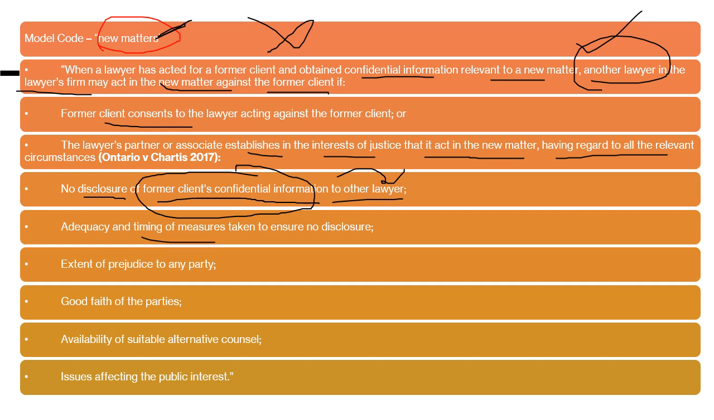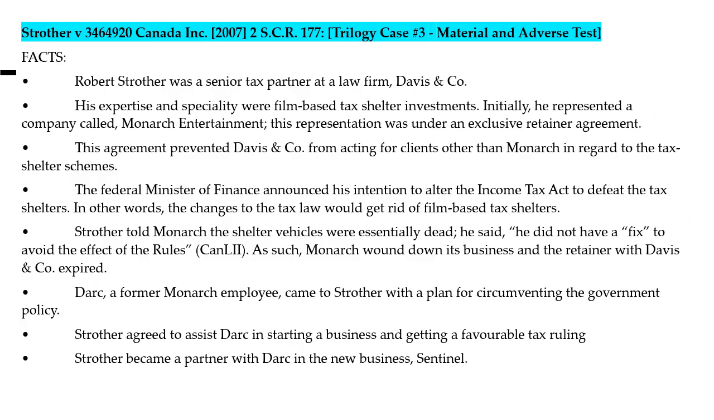Adequacy and timing of measures taken to ensure no disclosure, extent of prejudice to any party. They will see whether, in representing a former client or having information about a former client and now representing a current, new client, there will be any injustice, discrimination, prejudice to any party. Will there be any harm to any party? Good faith: you have to work in good faith, no sharing of any information. Then availability of suitable alternative counsel. Is there any alternative counsel available? Are there any options to go for that party to some other law firm, completely something new? Issues affecting public interest.